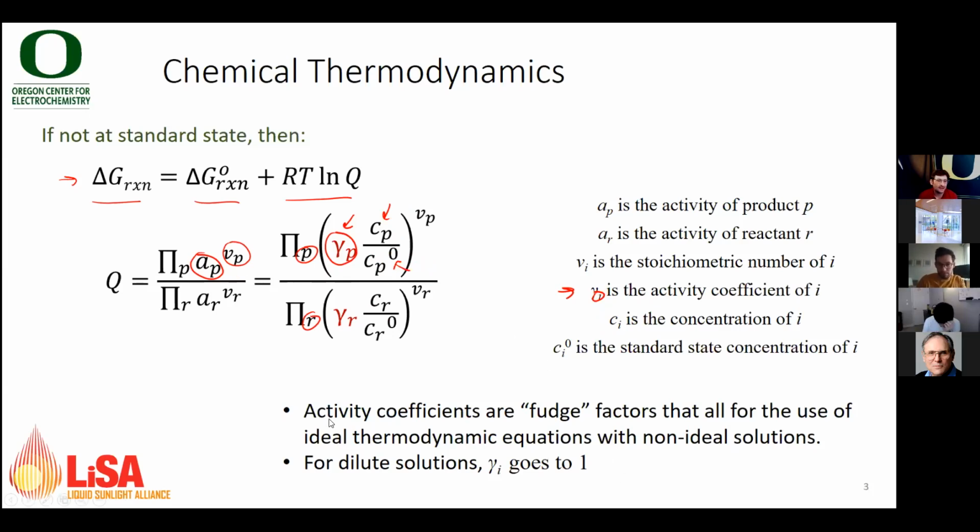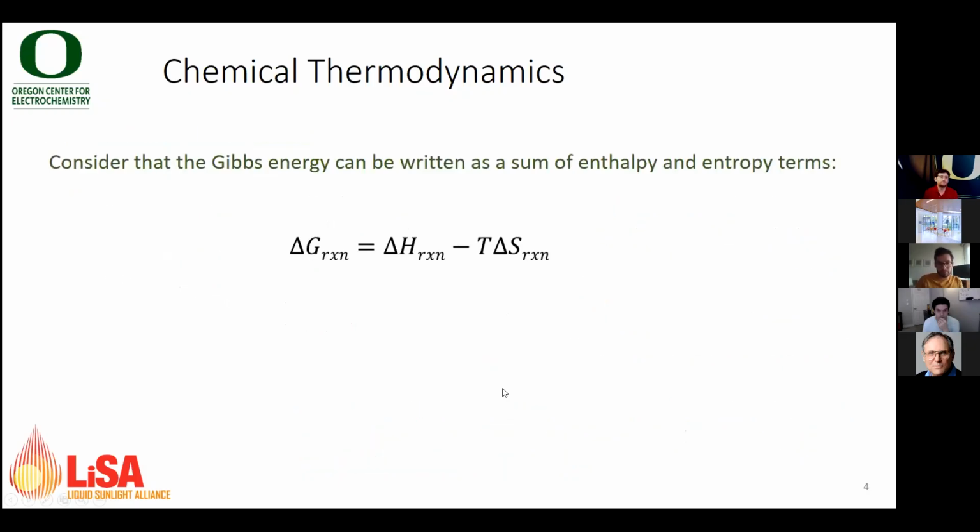So, I like to think about activity coefficients, and I hope this doesn't hurt anybody's feelings, but to me, they're sort of fudge factors that allow you to use ideal thermodynamic equations with non-ideal solutions. Okay, so that's the way I think about activity factors. And for dilute solutions, the activity factors typically go to 1, meaning you can ignore them and use concentrations. And if you take standard state to be 1 molar, you can just put in the concentration in molar and forget about the units and forget about the activity coefficients. Okay, but it's important to have a framework for seeing where this all comes from.